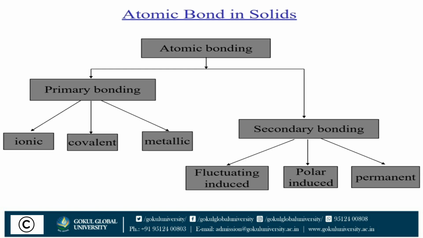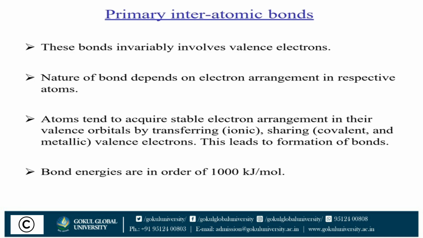The atomic bonds in a solid may be classified into two categories, primary and secondary. Primary may be ionic, covalent and metallic. Secondary may be fluctuating induced, polar induced and permanent induced. Primary interatomic bond.